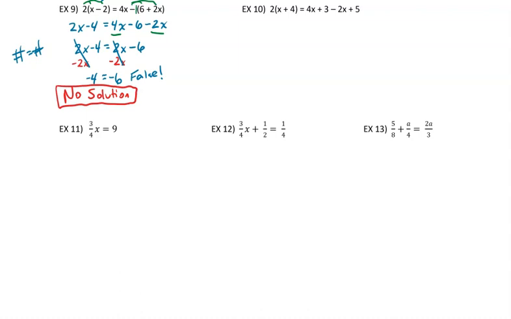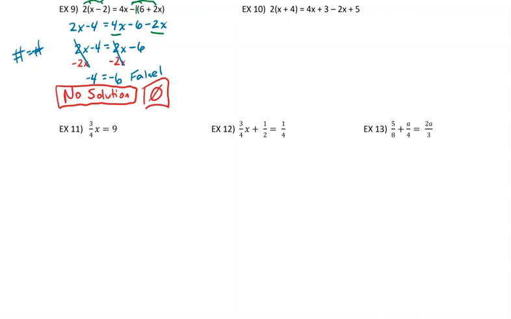You might also see me use this symbol for no solution. Either one works, but that's what this means. It means there's no number that you could plug into that original equation that would make the sides equal. It just doesn't exist.